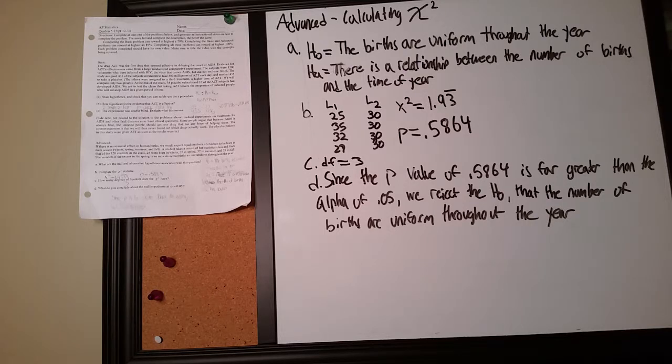So it is very plausible that the number of births is the same throughout the year, and it's just normal standard deviation and distribution. So now you've seen this video, you should know how to calculate a chi-squared value and analyze it and use it to make decisions.